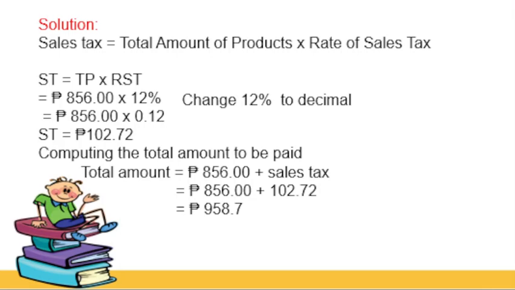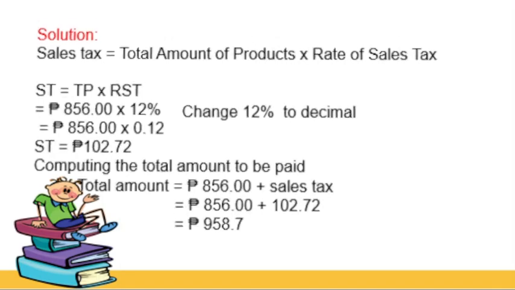Now in this case, in some fast food, the sales tax is already indicated on the food that they are serving. That's why even if it was declared that your amount to be paid is, for example, 950, the 950 is exact because the sales tax was already included. Okay.